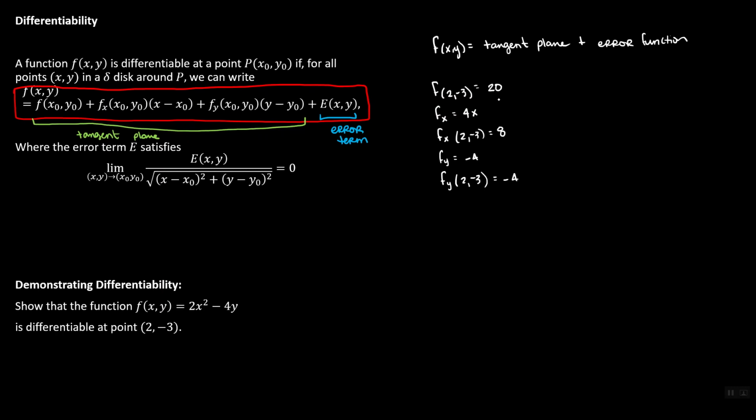So once we evaluate our function and each of the partials, we can replace those in the tangent plane portion of our expression. We can also replace the definition of f since we are given that in the setup of the problem. So we'll write 2x squared minus 4y on the left, and that'll be equal to 20 plus our x partial 8 times our change in x plus our y partial negative 4 times our change in y plus that error function.